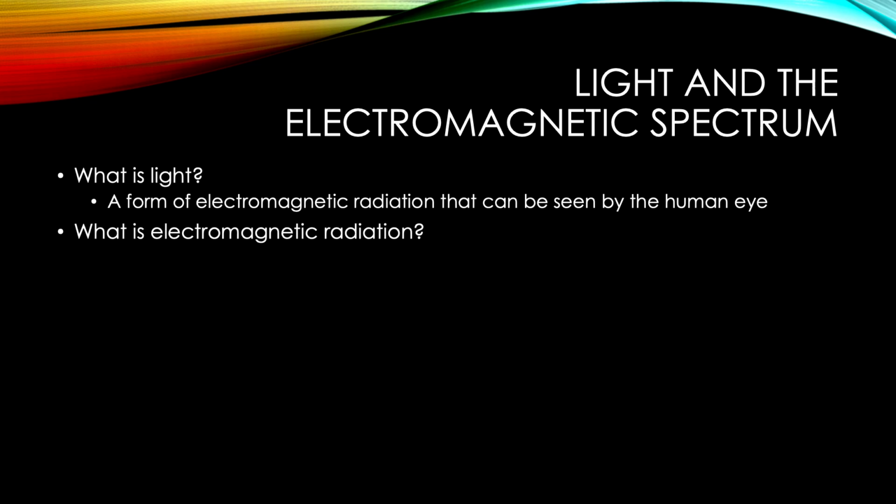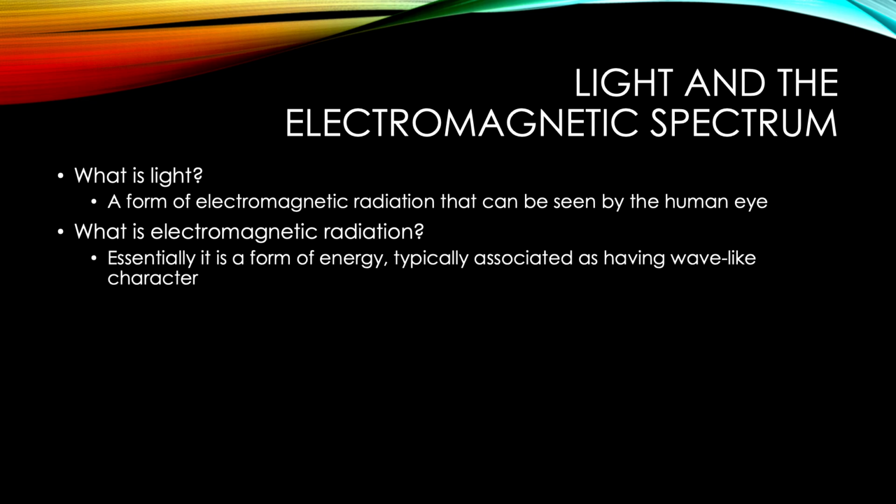And in particular, when we're talking about electromagnetic radiation, there's a lot of different technical definitions we can try to be particular about. But I think the easiest way to usually think about this is just to view it as a form of energy that typically is associated as having a wave-like character. So it has a bunch of wave-like characteristics or properties that we're able to talk about.